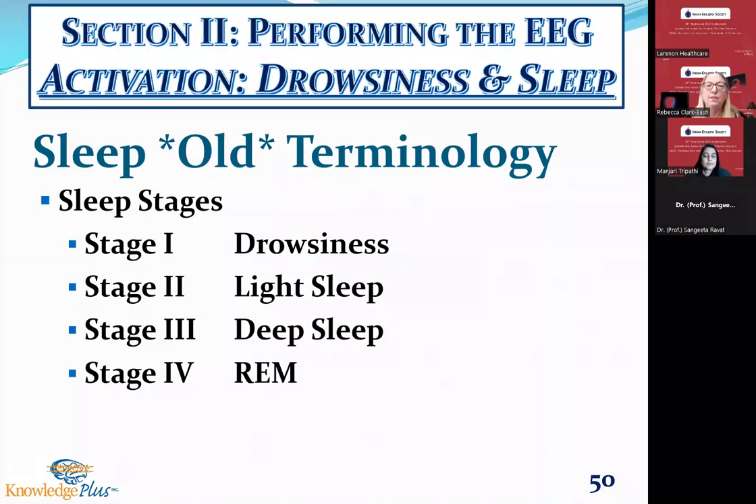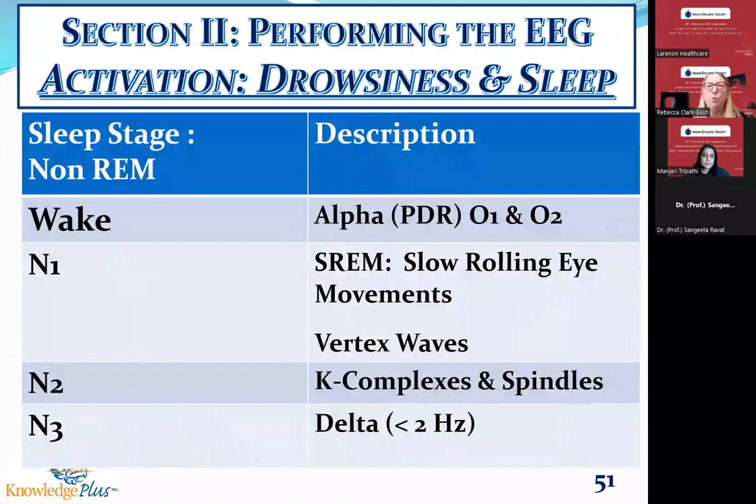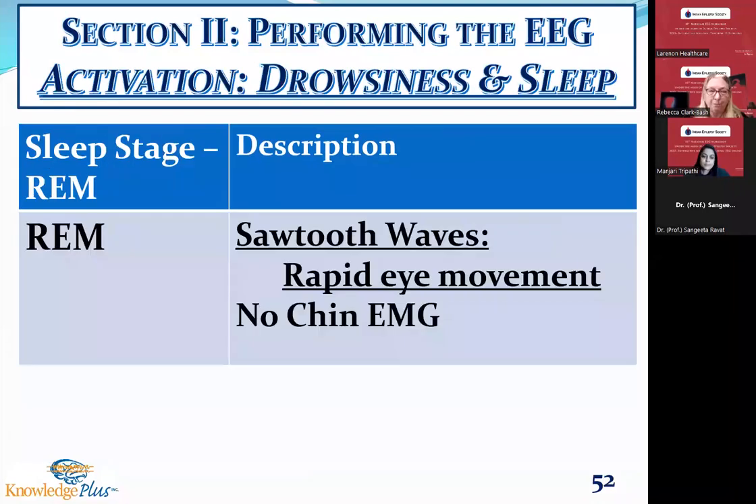So the old sleep staging, stage one, stage two, stage three, stage four, has been changed to wake, N1, N2, and N3. Now, the stage that we really want to focus on is N1, where you get the slow rolling eye movements, you get the vertex waves.